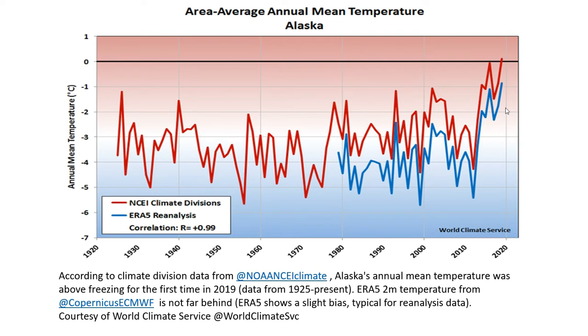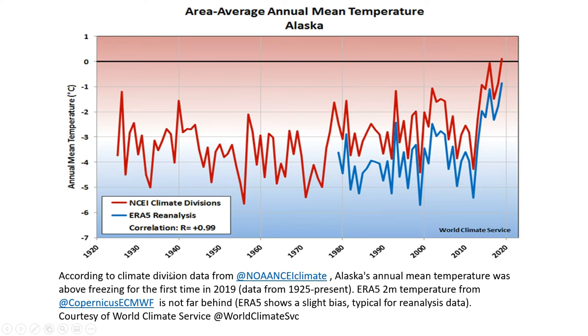This is really cool. The area average annual mean temperature for Alaska. Okay, so this is the annual temperature in degrees Celsius. And I'll give you a couple of data sources here. The NCEI Climate Division, which is NOAA, then ERA5 reanalysis. Correlation is 0.99. That means the data is really well put together. So it starts from 1920 up to 2020, so about a 100-year record.